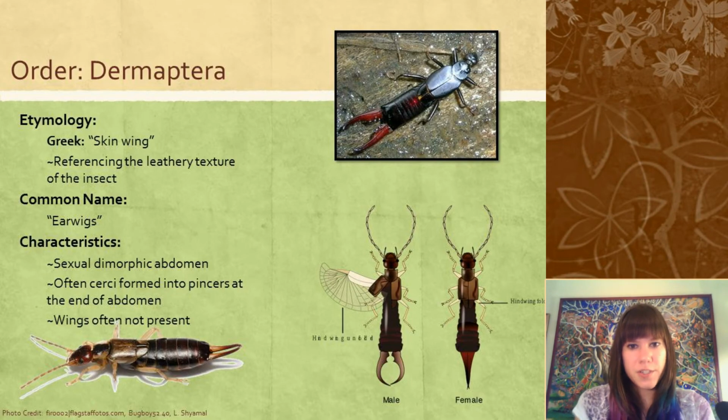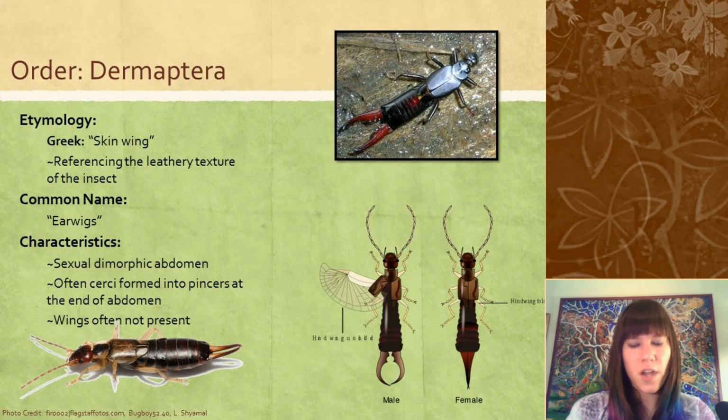The next order is Dermaptera, and in Greek, Dermaptera just means skin wing, and it's referring to the leathery texture of the insect. Earwig comes from an old wives' tale where they thought that the earwig would drill through your ear and then live in your brain.